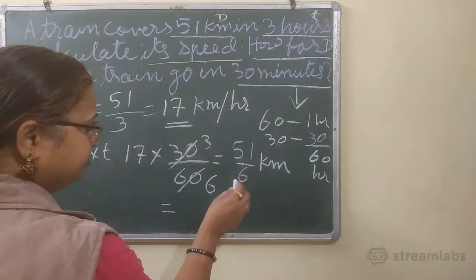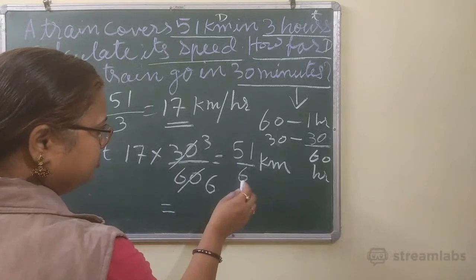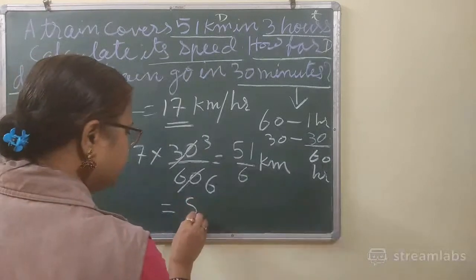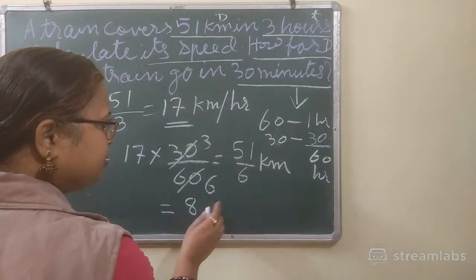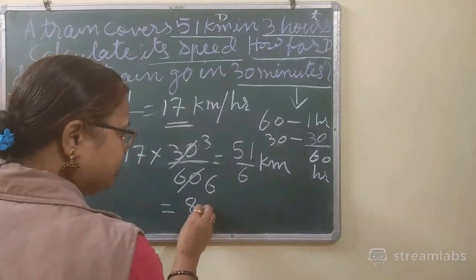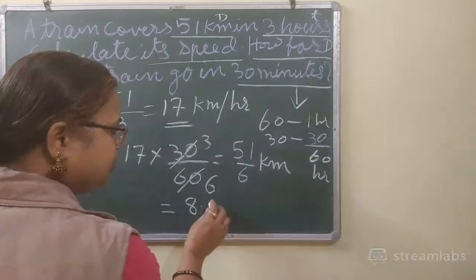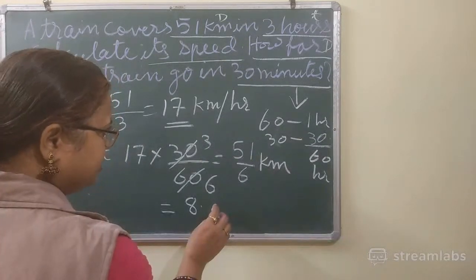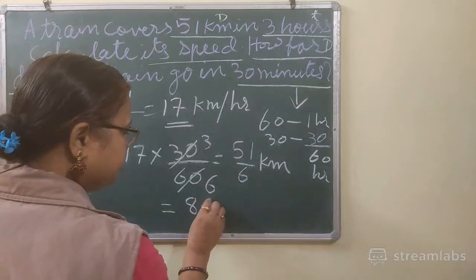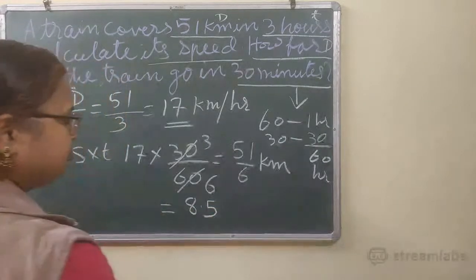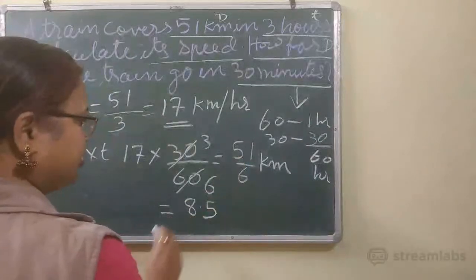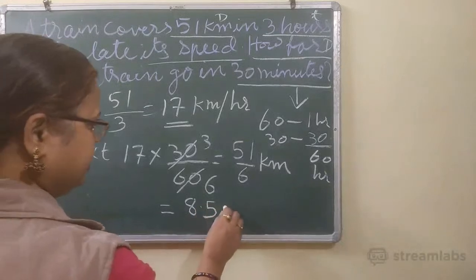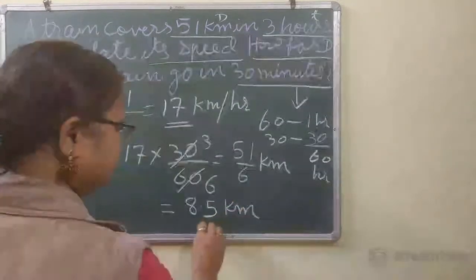Divide it. 6 8s are 48. Then 49, 50, 51. 3 is there. Put a decimal. Then 6 2s are 12, 6 3s are 18, 6 4s are 24, and 6 5s are 30. Clear? Once again, 6 8s are 48. Then 3, 49, 50, 51. And 6 5s are 30. So 8.5 kilometer is the answer.